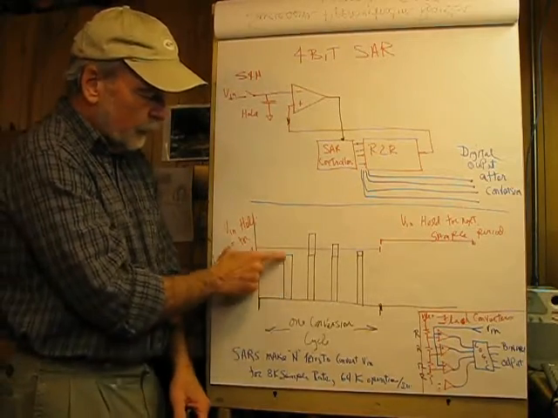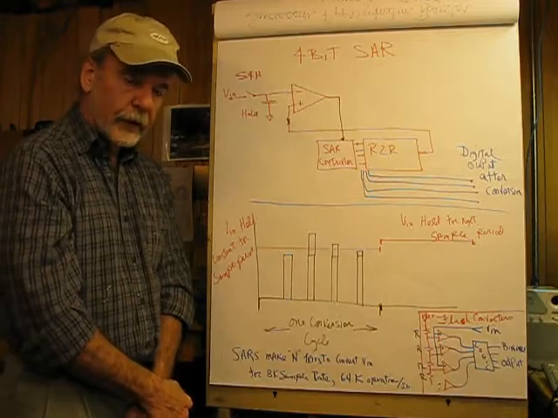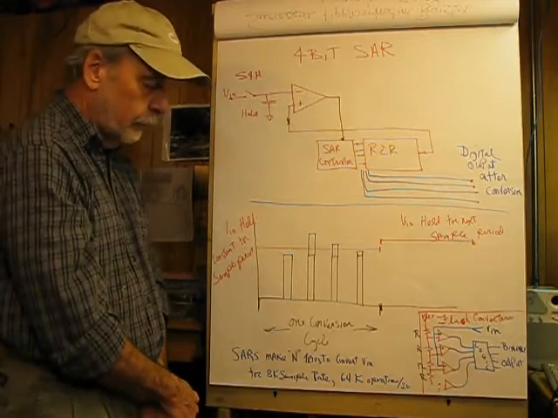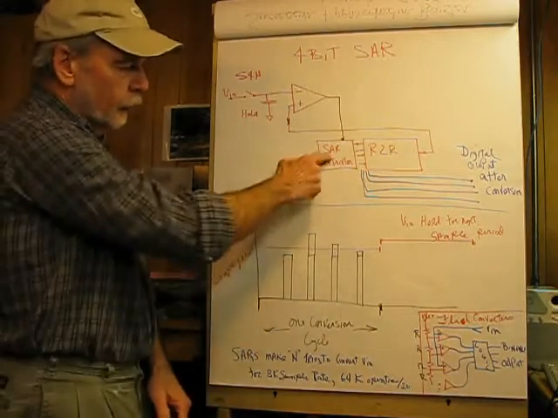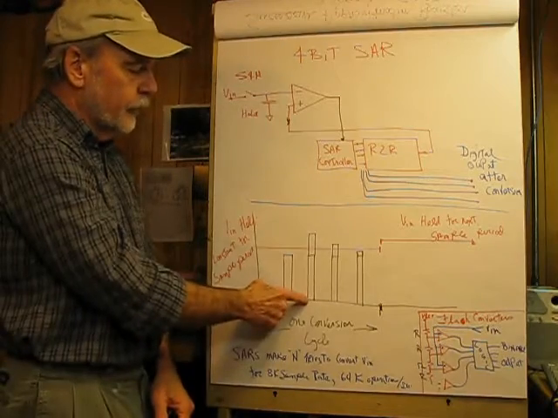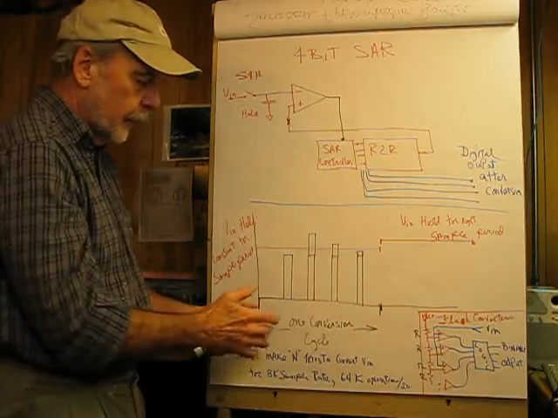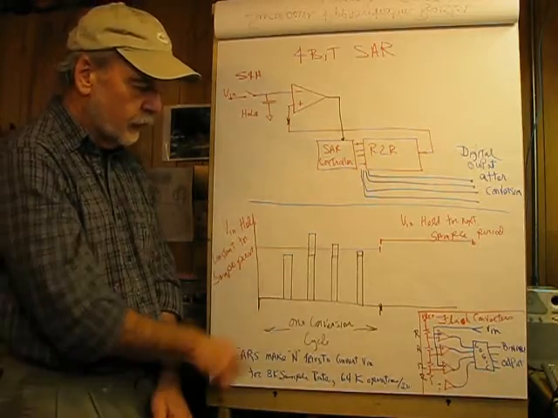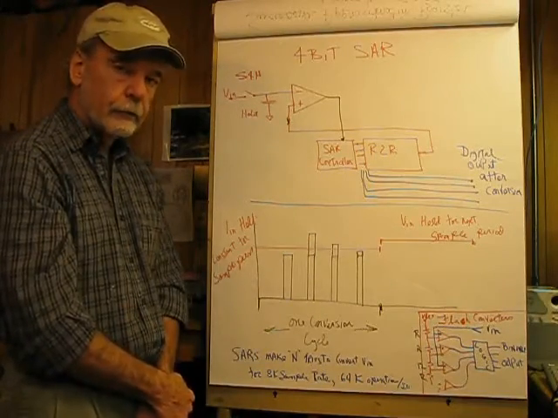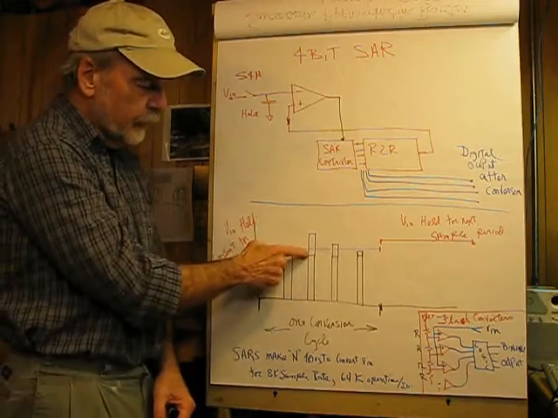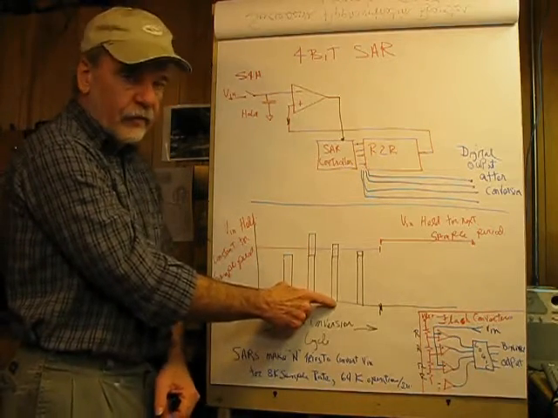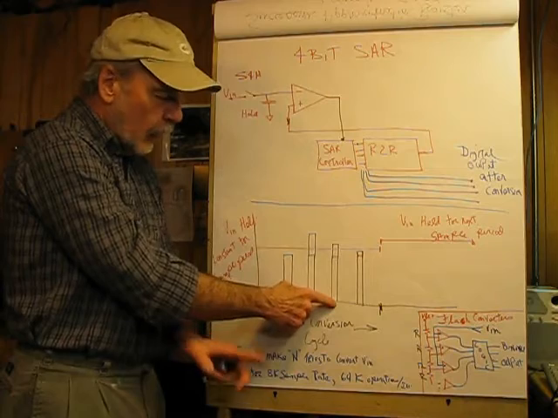It asserts an MSB and asks the question, did I cross the input voltage? Well, the answer is no. So the SAR controller then inputs the next highest significant bit and asks the question, did I cross the input voltage? The answer is yes. It deasserts this and inserts the next highest output voltage.